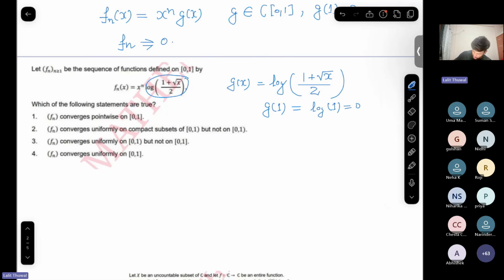Now, can you tell me which one of the following are true? Can you decide and let me know? Let me give you 2 minutes. So raise your hand.